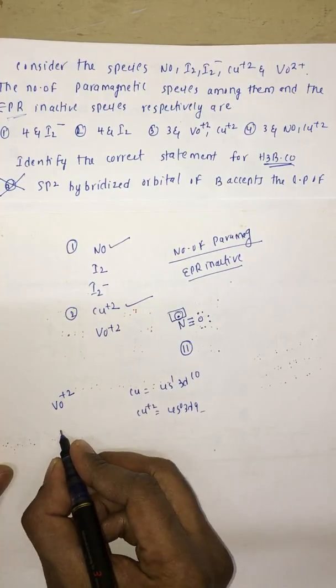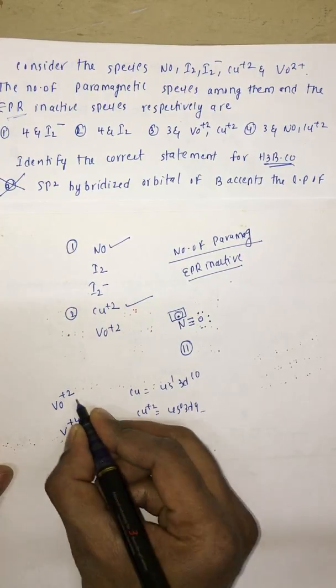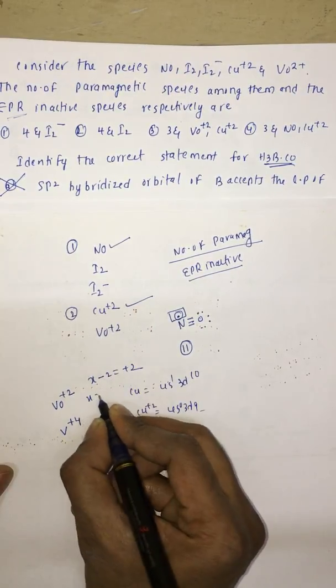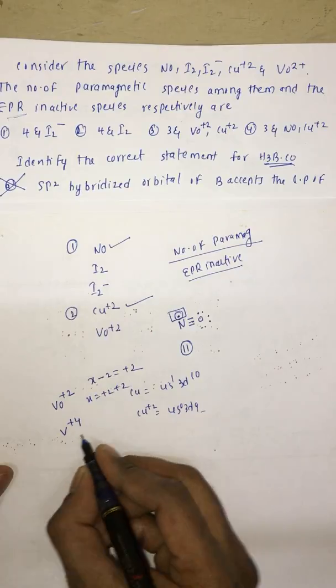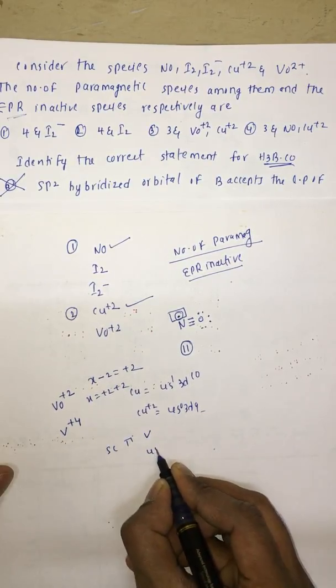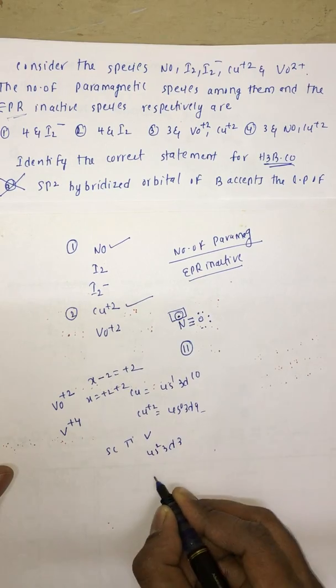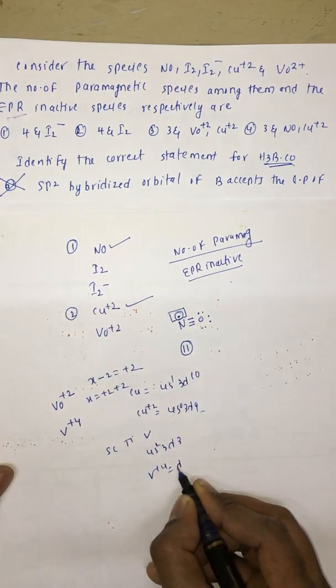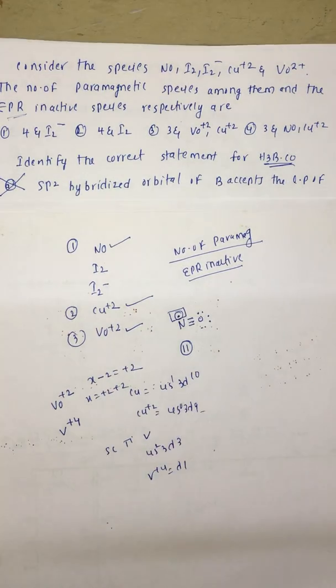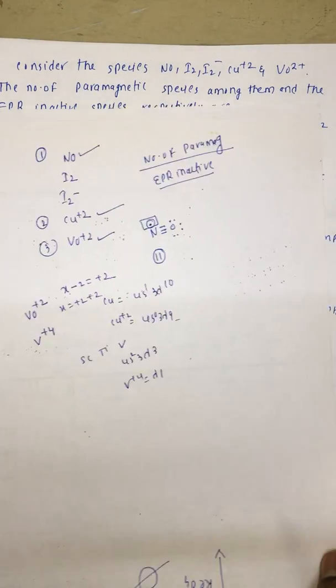Now vanadium 2+. So the oxidation state of vanadium will be plus 4, right? X minus 2 plus 2, x equals plus 2 plus 2, 4, vanadium plus 4. Scandium, titanium, vanadium, so this is 4s2 3d3. So vanadium plus 4 is d1. So this is also paramagnetic.